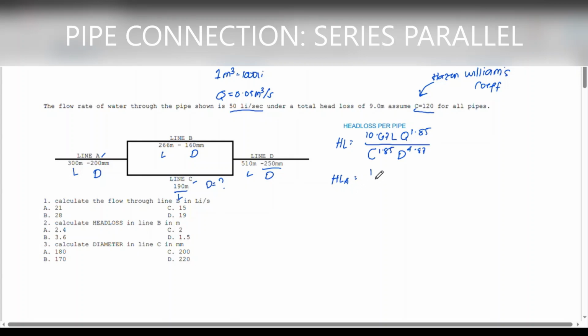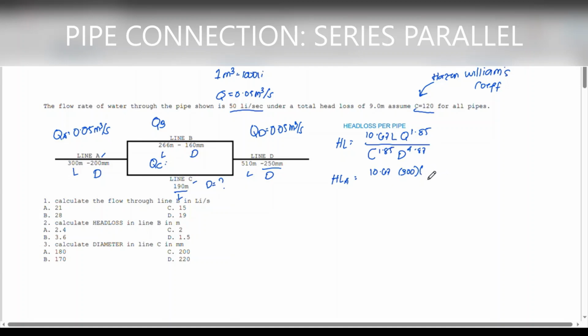So first, the head loss at A. Head loss at A is equal to 10.67 L. What is the L? 300. Q, we have Q. The Q at A is equal to 0.05 cubic meter per second. Also, the Q at D is equal to 0.05 cubic meter per second, since A and D are connected in series with each other. Now, our Q at line B is unknown and Q at line C is unknown. We have to identify that one.